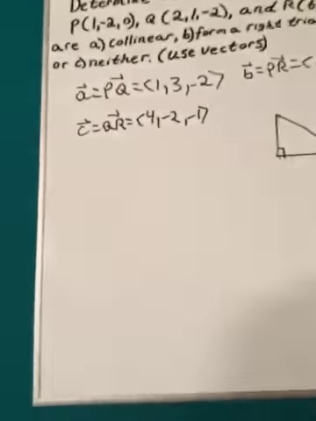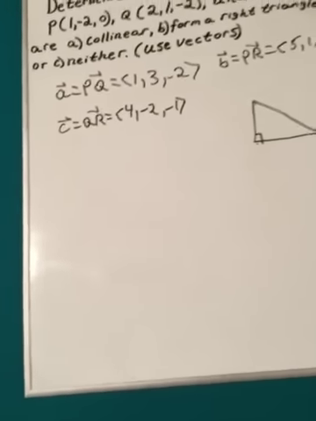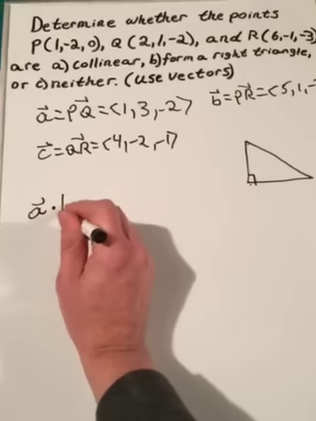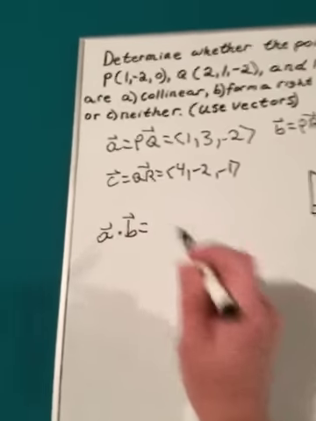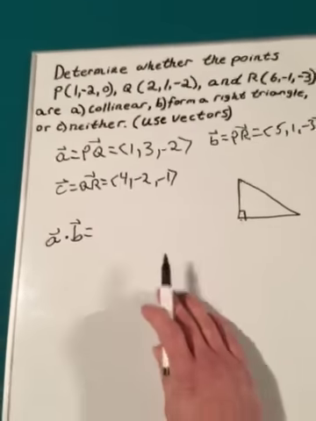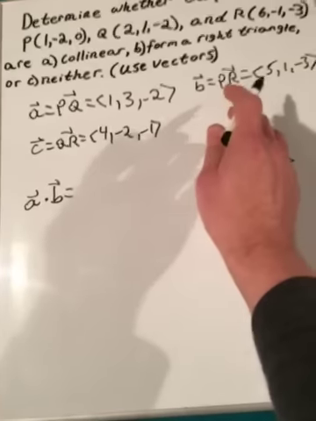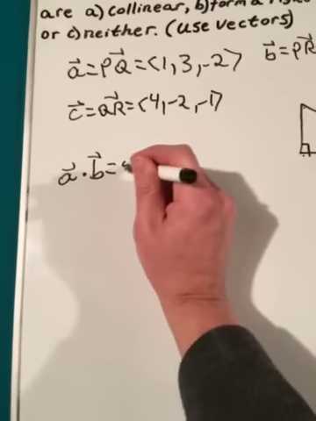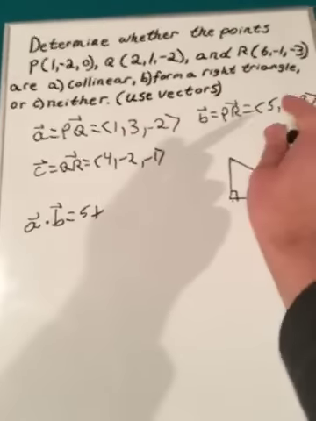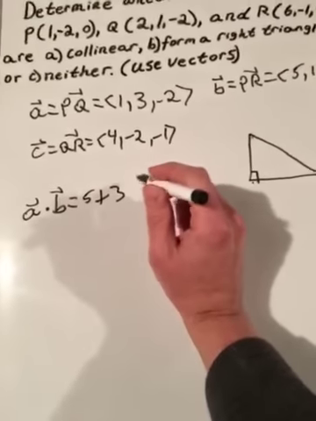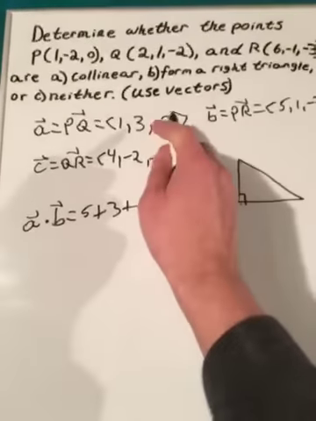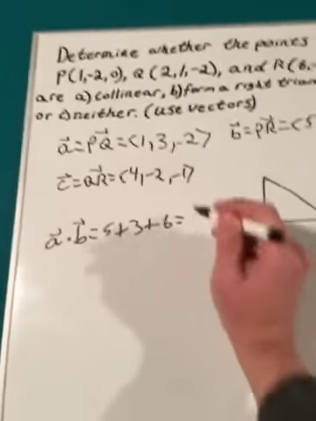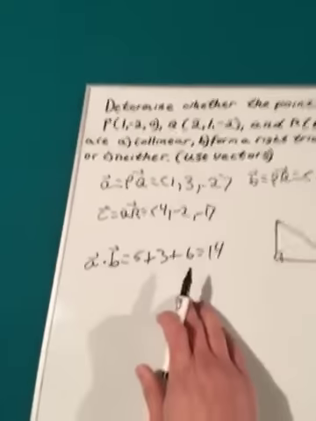So if we dot these vectors, let's say A dot B, what does that equal? A vector dotted with B vector. Well, a dot product is pretty simple. All we do is take the components of A and B, multiply them, and add them up. So we take 1 times 5, that's 5, plus 3 times 1, so 3, and then plus negative 2 times negative 3, so plus 6. Well, that equals 14.